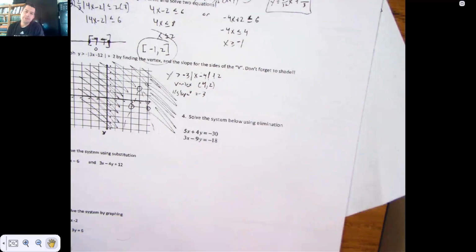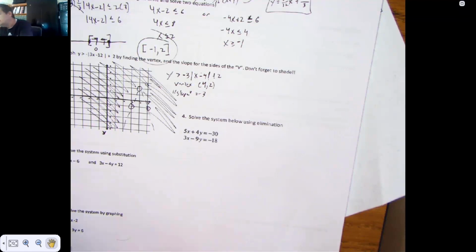Number 4 is: solve the system below using elimination. And I'm going to do it by hand. I'll go over how to do it in the TI-84 to check, but you have to be able to do things by hand. Plain and simple, you have to. So if I was doing this one by hand, what would I do?